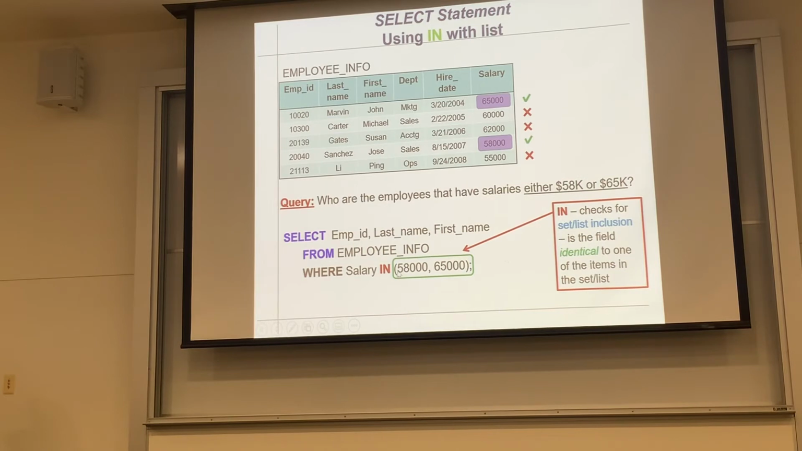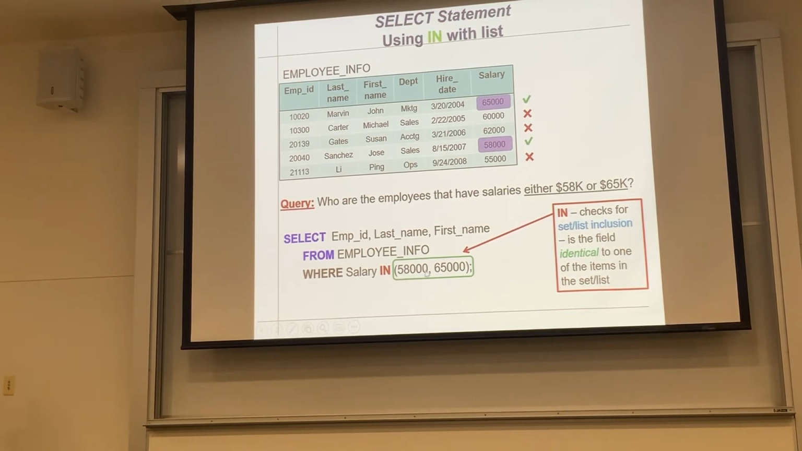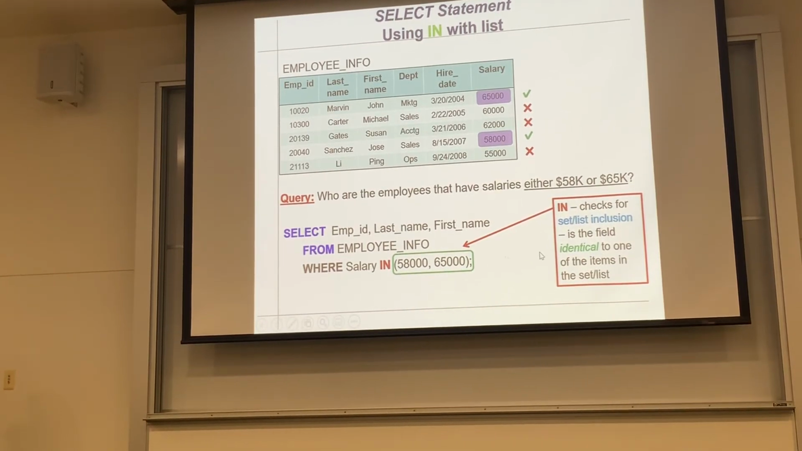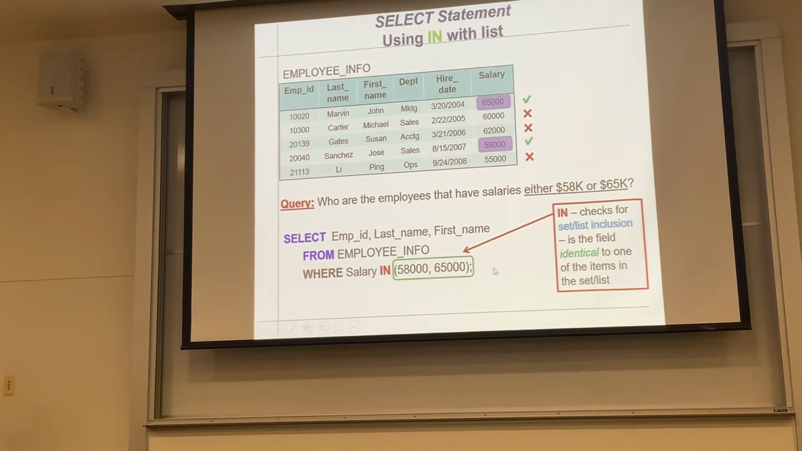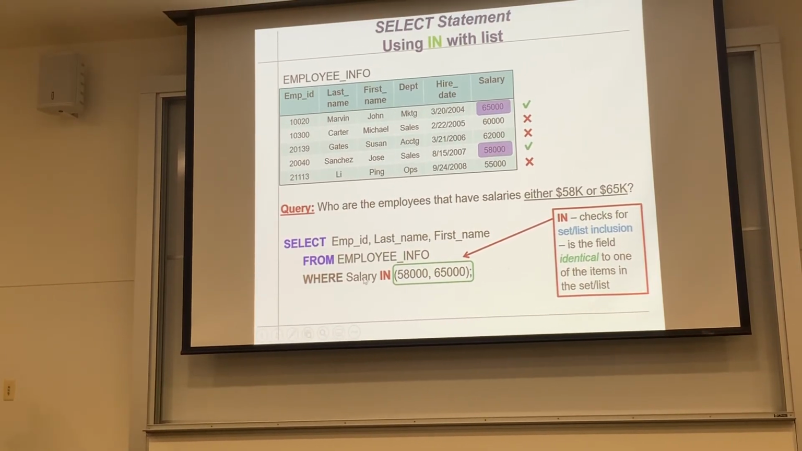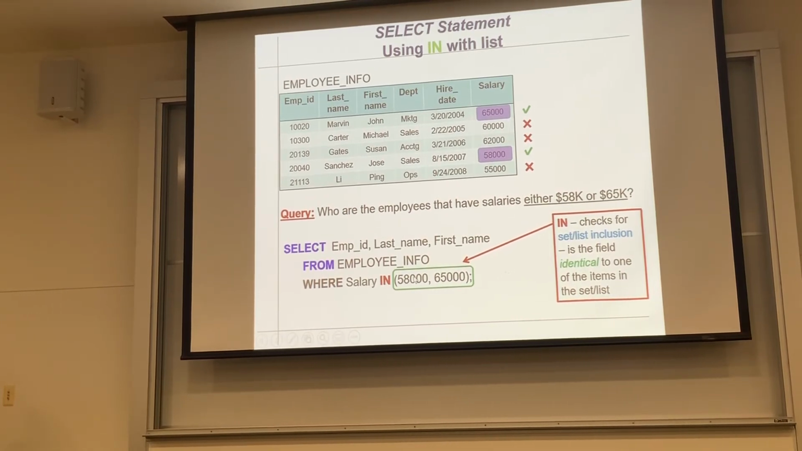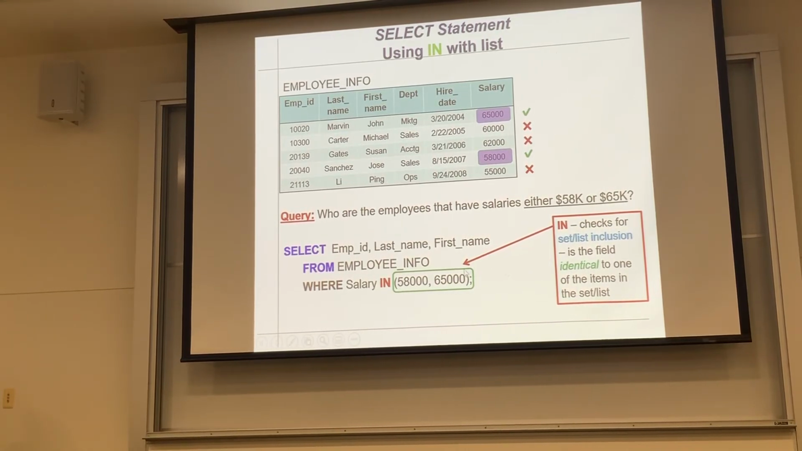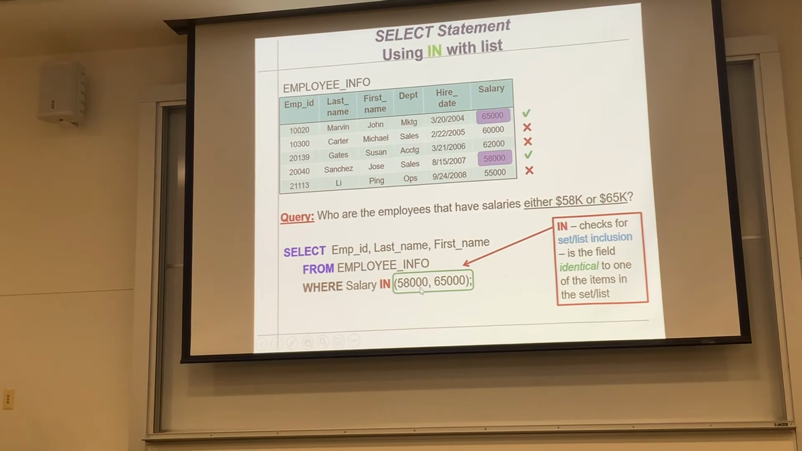Or I could use salary IN, and then I ask it for a bunch of things to check. Now this is helpful if you've got like 10 different things or 20 things that you want to look at. Instead of having to write where salary is this, or this, or this, or this, you put an IN statement and it allows you to check against the list.